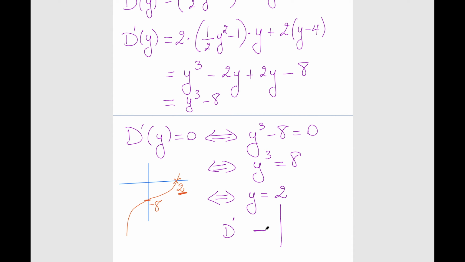D prime is negative before 2. Why? Look, this is the function d prime. It's negative, it's below the x-axis before 2. It's 0 at 2. Function d prime crosses the x-axis at 2. And after 2 it's positive, right? I mean, the assumption is that this keeps going, right? So at 2, after 2, the function turns into positive. So d prime is positive.